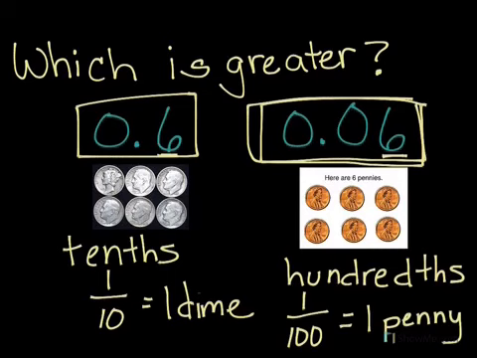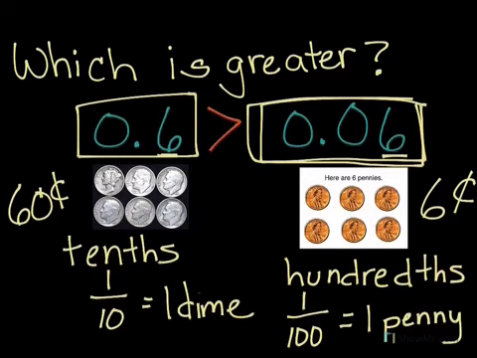So which is greater? Well, I know that 6 dimes is basically 60 cents. And I know 6 pennies is only 6 cents. Therefore, 6/10 is going to be greater than 6/100ths.